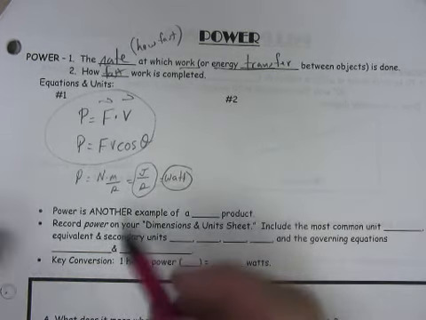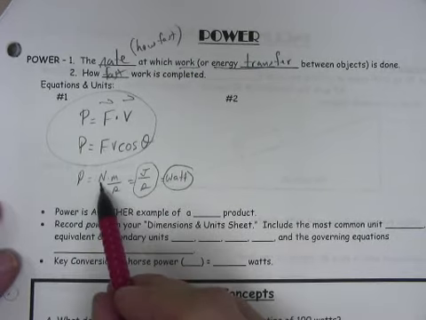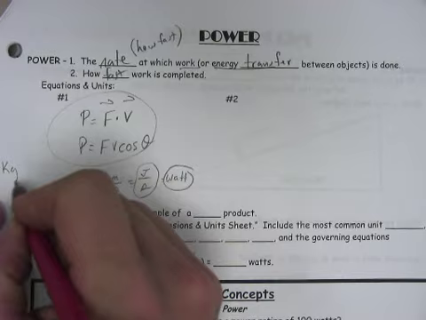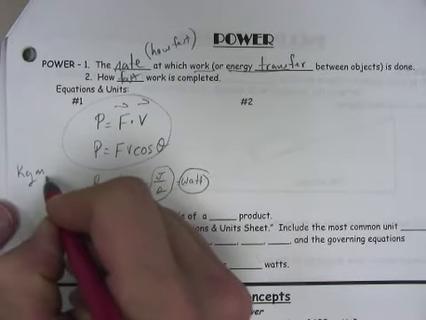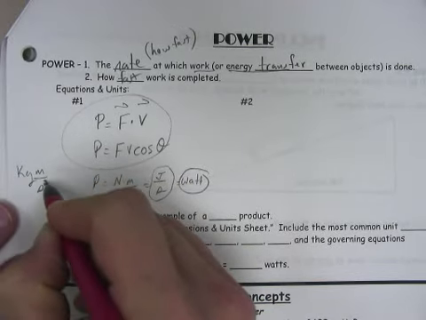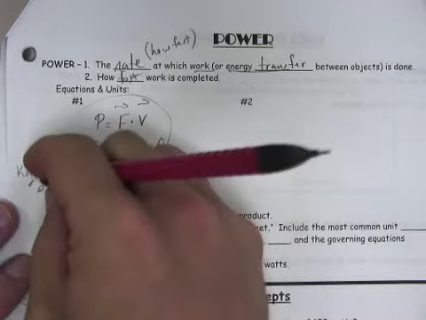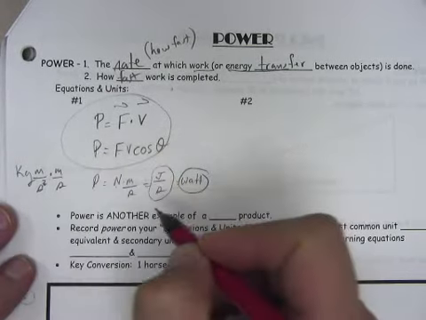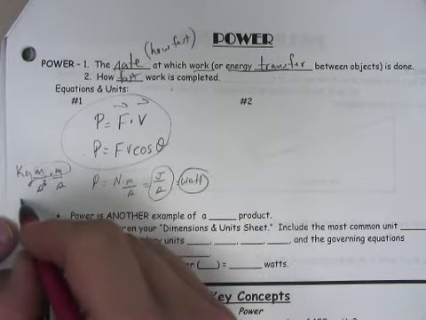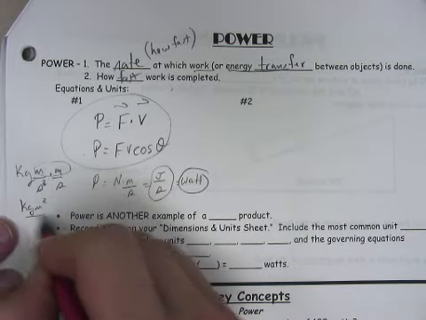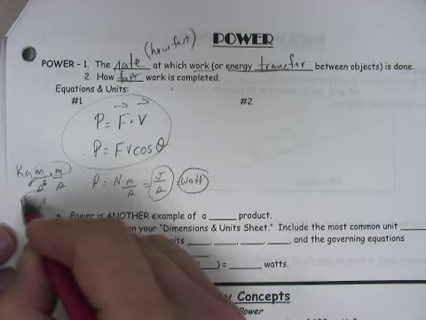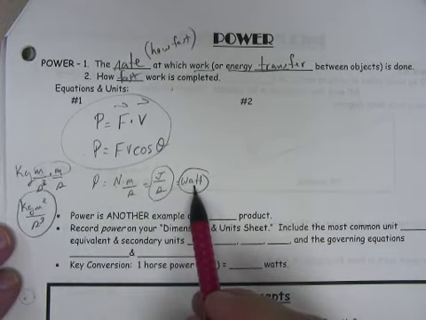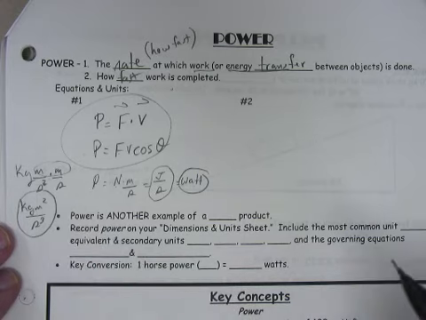All right, we can also break this up a little bit more. A newton is a kilogram meter per second squared. And then we're going to multiply it times a meter per second. So if I multiply the meters together, I get a kilogram meter squared over second cubed. And so power is a joule per second, it's a watt, and it's also a kilogram meter squared over second cubed.